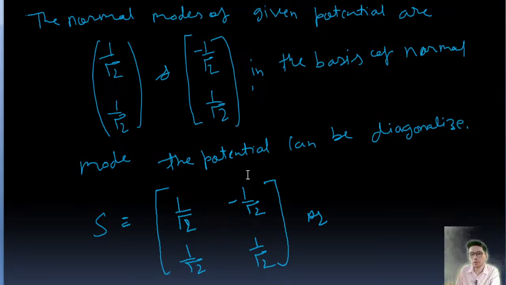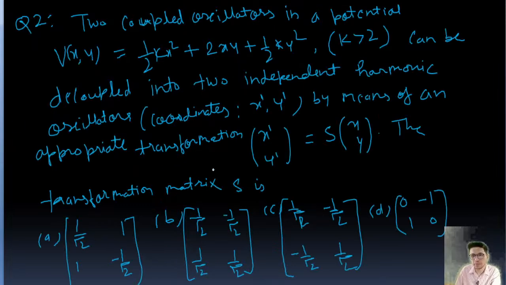Which option is matching, guys? Option B is matching. Let me check, option B: 1 upon root 2, 1 upon root 2, minus 1 upon root 2, 1 upon root 2. So this is the answer, guys. You need to know this. Okay, next question. That's a very good question, guys. It's a conceptual question. I'm going to solve it for you.